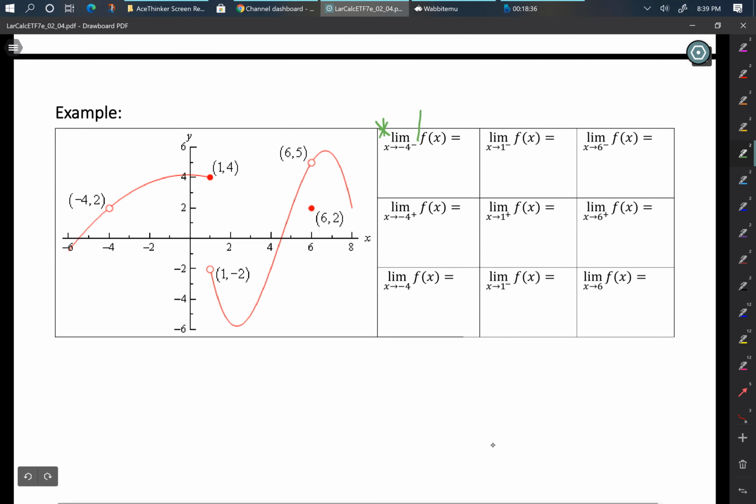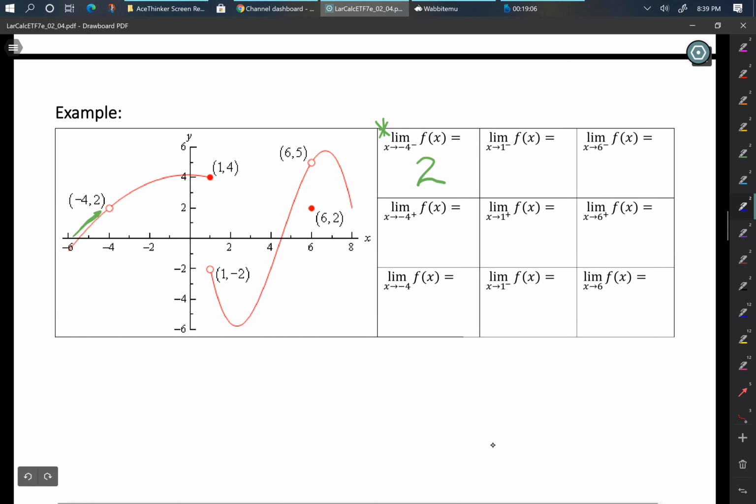How do I know it's from the left? Because of that negative right there in that exponent position. So I'm approaching -4 from the left. What is the y value that I'm approaching? Well, I think I'm approaching a y value of 2. Right? I'm going to work my way down that column.